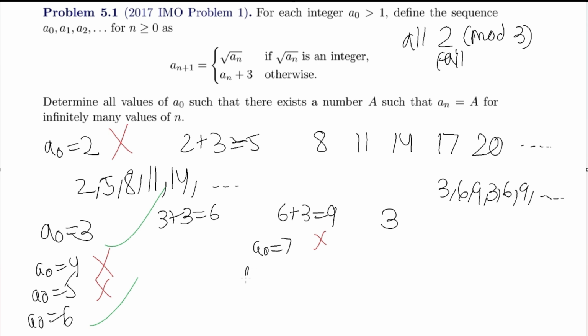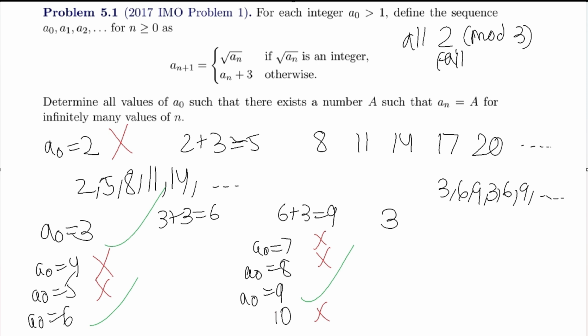And then A0 equals 8 also fails. And similarly, A0 equals 9. Wait, 9 is the square of 3. So we end up getting 9, 3, 6, 9, 3, 6, and so on and so forth. And therefore, we get stuck in a cycle. So 9 works. And 10 doesn't work because we go 10, 13, 16, then we just repeat the process. So 10 does not work.